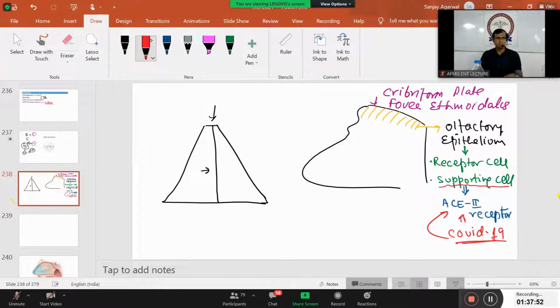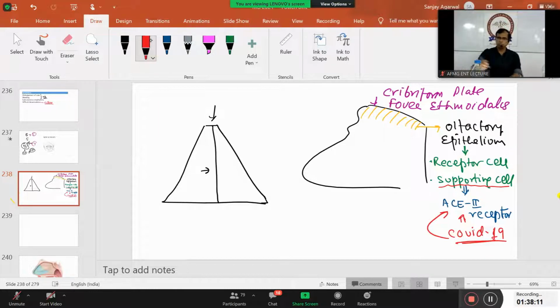Smell comes back. And that's why we all know that most of the patients of COVID with this anosmia, they become normal in few weeks and months time. Most of them. So this is the reason. So this is why this is important, because of the current situation. So it's a potential question.